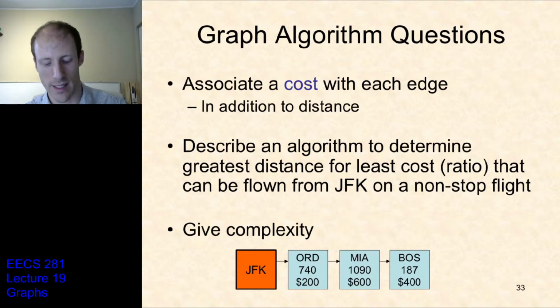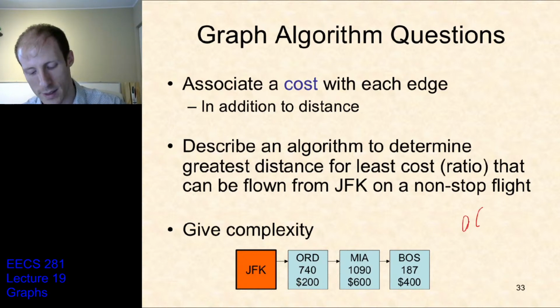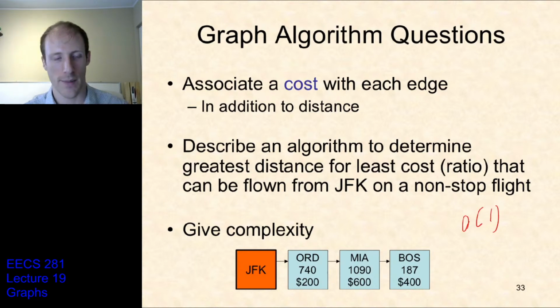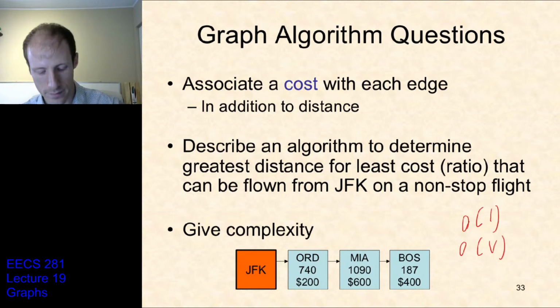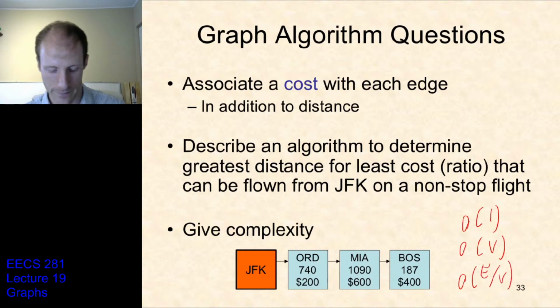So that is going to take time proportional to the length of the list. In the best case, our list length is 1. In the worst case, our list length is V, and in the average case, our list length is E over V.